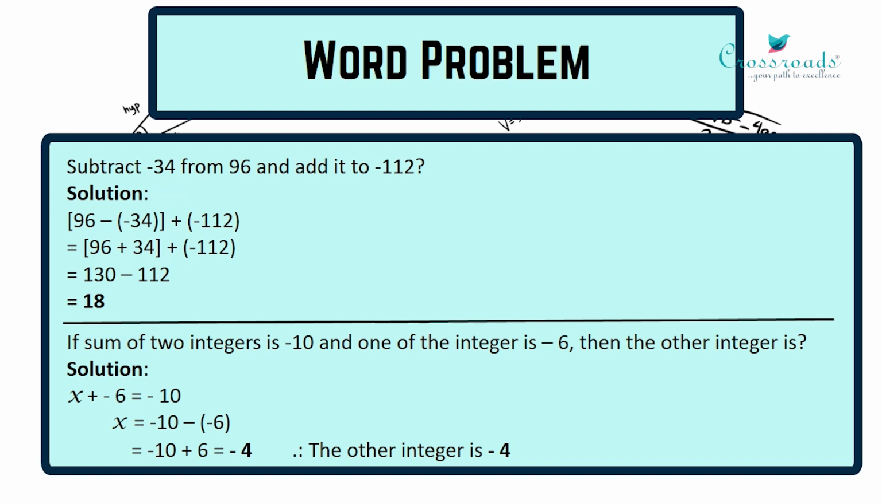So the first word problem says subtract minus 34 from 96 and add it to minus 112. So when I am saying subtract minus 34 from 96, therefore minus 34 becomes the subtrahend and 96 becomes the minuend. This is where many children get confused as such.